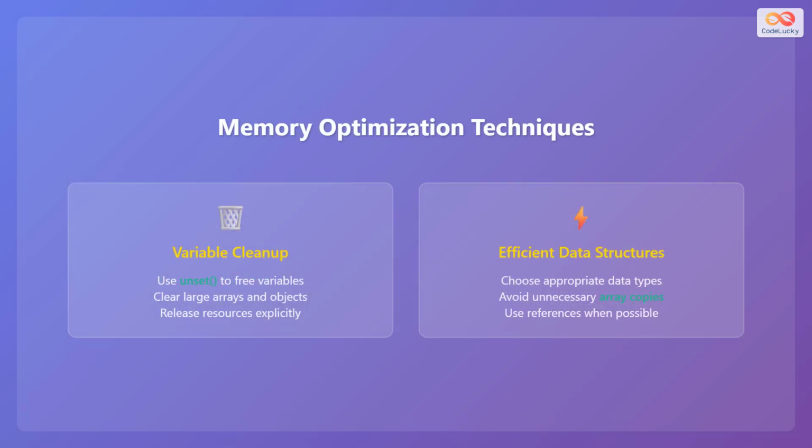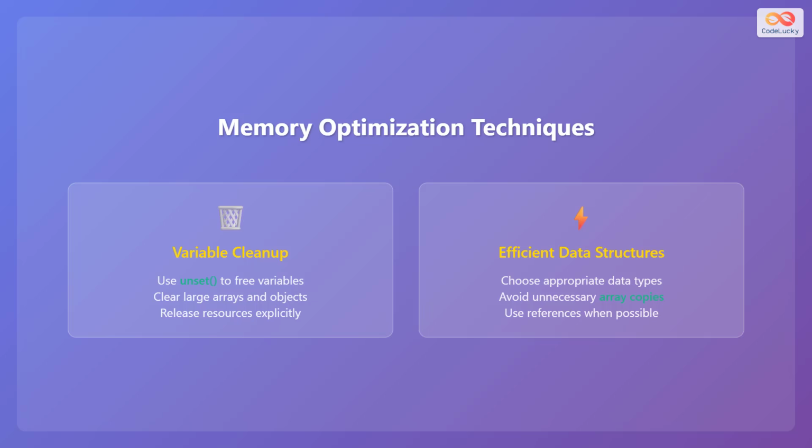To optimize memory usage, there are a number of techniques to employ. The first is variable cleanup. Use the unset function to free memory occupied by variables, especially after they're no longer needed. Make sure to clear large arrays and objects when their processing is complete. Explicitly release resources, such as database connections or file handlers, as soon as you're done with them.